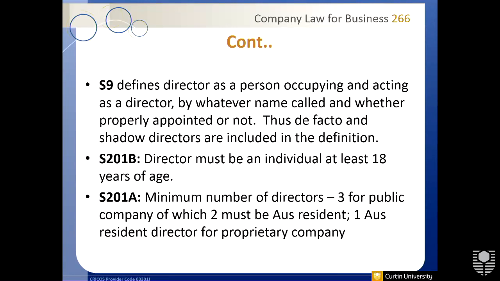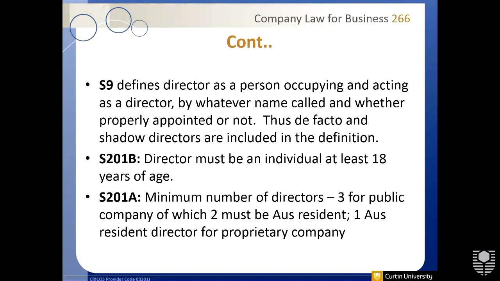Now, Section 9 defines directors as a person occupying and acting as a director by whatever name called. The first thing: I appoint someone who acts as if he's a director, but I call him general manager. Now, is he a director? Under the definition, he will be considered a director. This is called de facto, by fact. By his actions, we can say that he is a director, by fact. De facto director. Next, de facto, and by whatever name called, and whether properly appointed or not.